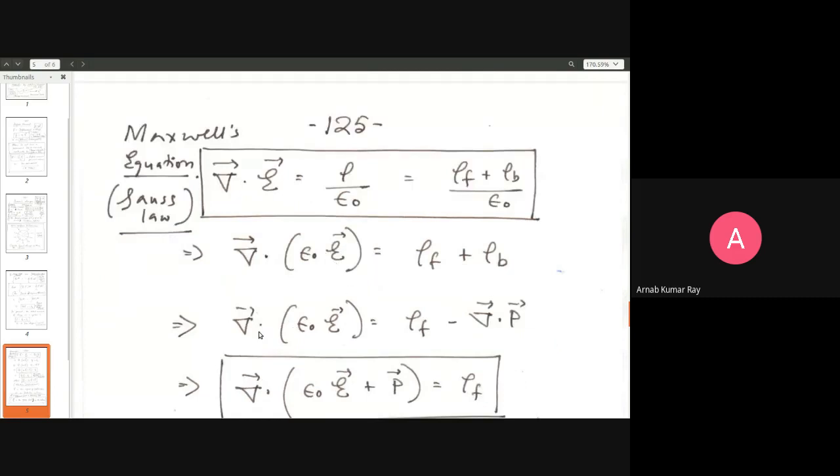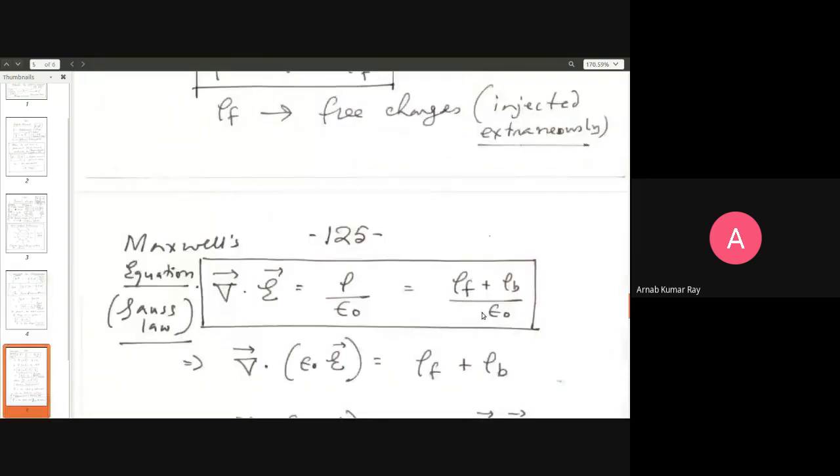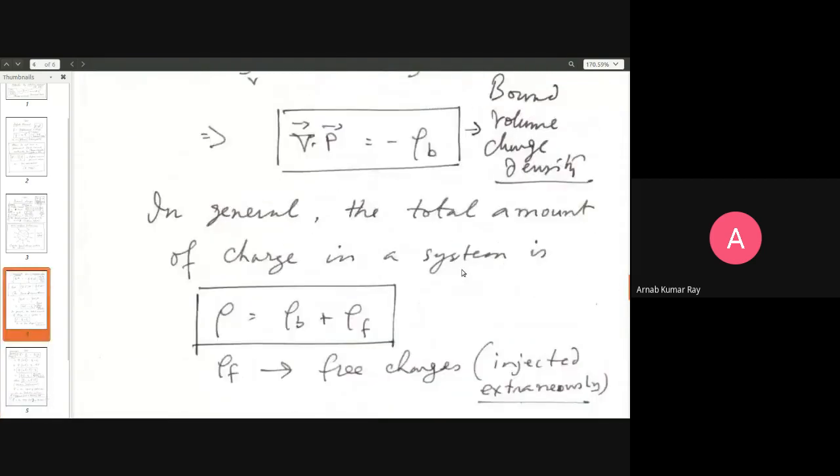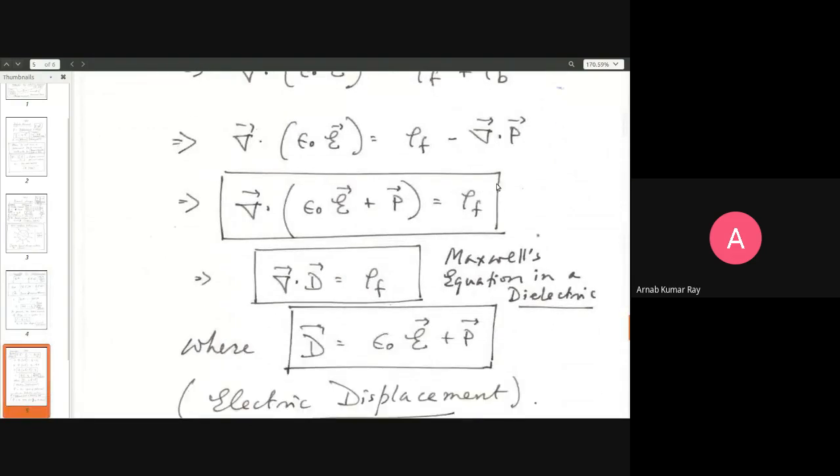Okay, then I'm writing divergence of epsilon naught into E is equal to the free charge density, and then rho B I'm substituting with minus divergence of P. Next I'm taking this divergence operator from the right to the left-hand side, gathering all the divergences on one side. Divergence of epsilon naught into E plus P is equal to rho free charge.